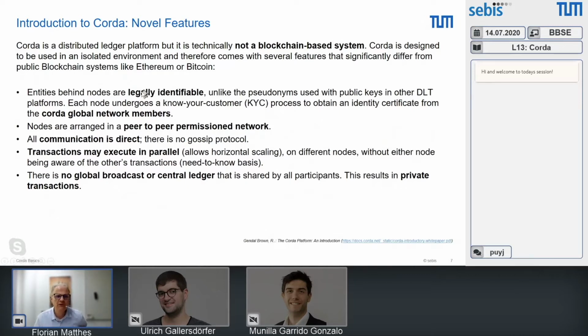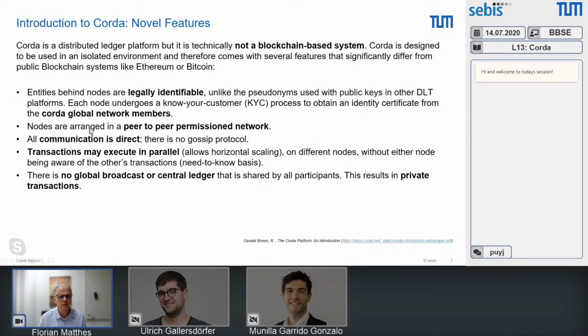We always spoke about this idea that nodes should be legally identifiable, not only technically identifiable, so that you can do things like know-your-customer processes, so that you can associate a company or a legal person, and know, let's say, how old they are or whether they have been involved in criminal activities in the past. These would be all things they demand from their partners in this global network members directory.